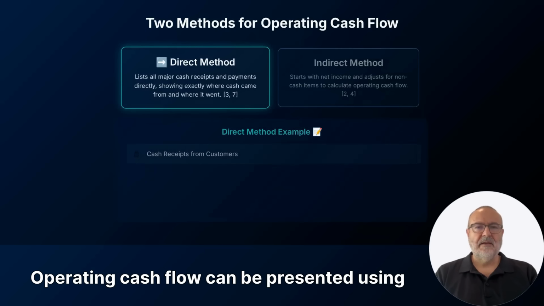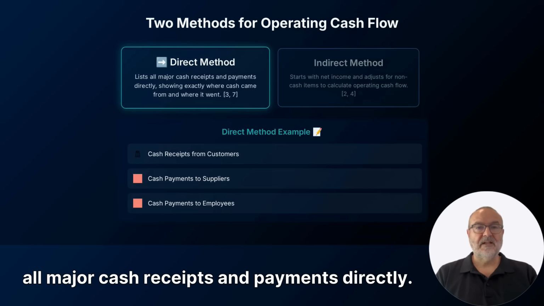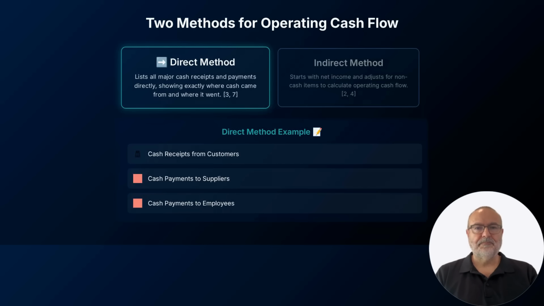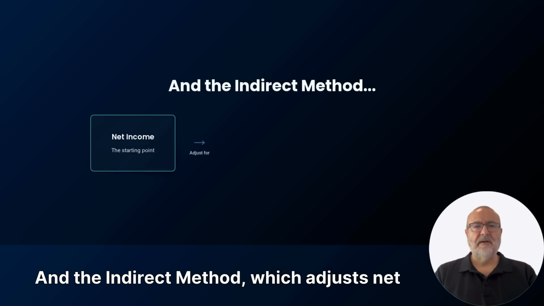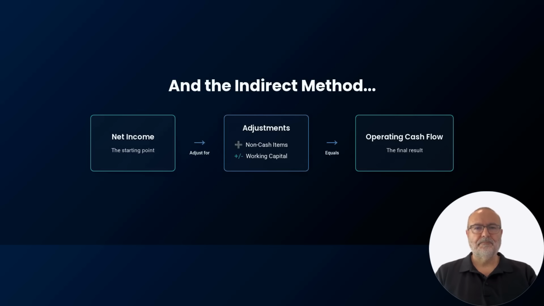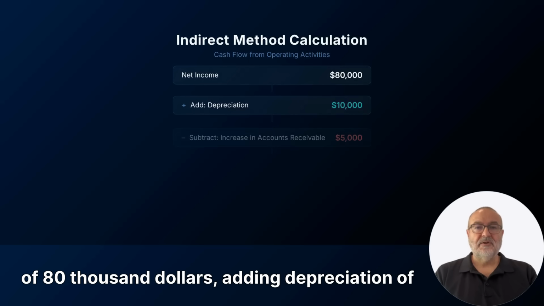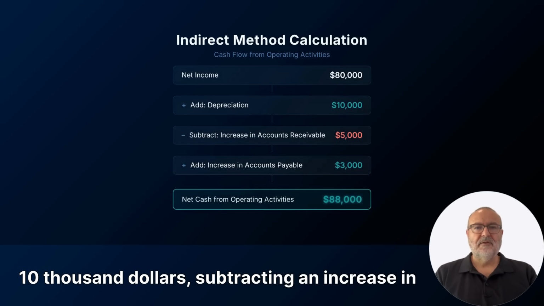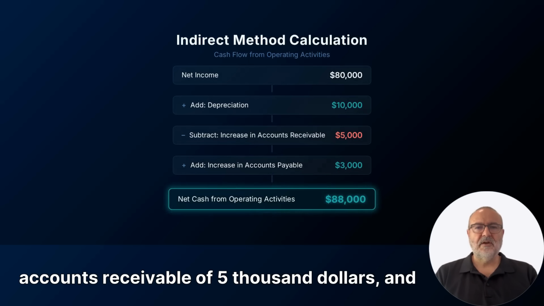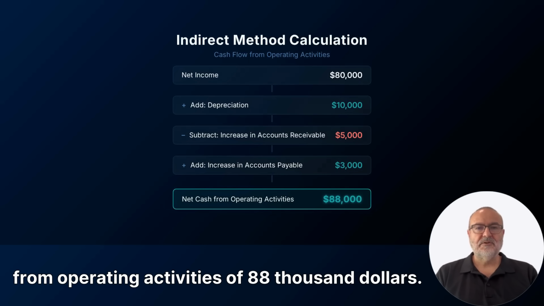Operating cash flow can be presented using two methods: the direct method, which lists all major cash receipts and payments directly, and the indirect method, which adjusts net income for non-cash items and changes in working capital. For example, starting with a net income of $80,000, adding depreciation of $10,000, subtracting an increase in accounts receivable of $5,000, and adding an increase in accounts payable of $3,000 yields a net cash from operating activities of $88,000.